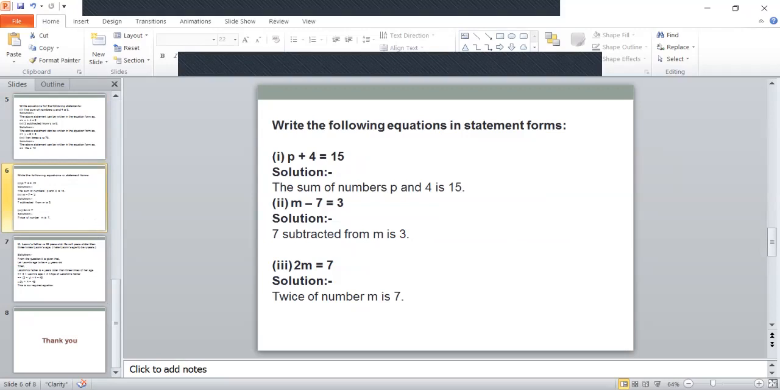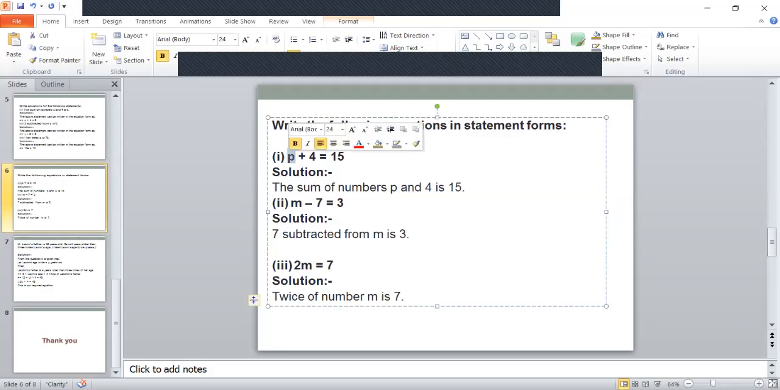p plus 4 is 15. The sum of number p and 4 is 15. Here the addition is there. Addition means summation, yes or no? Here the plus sign is there, that means addition is there. So you can say the sum, summation. The sum of number p and 4 is 15.